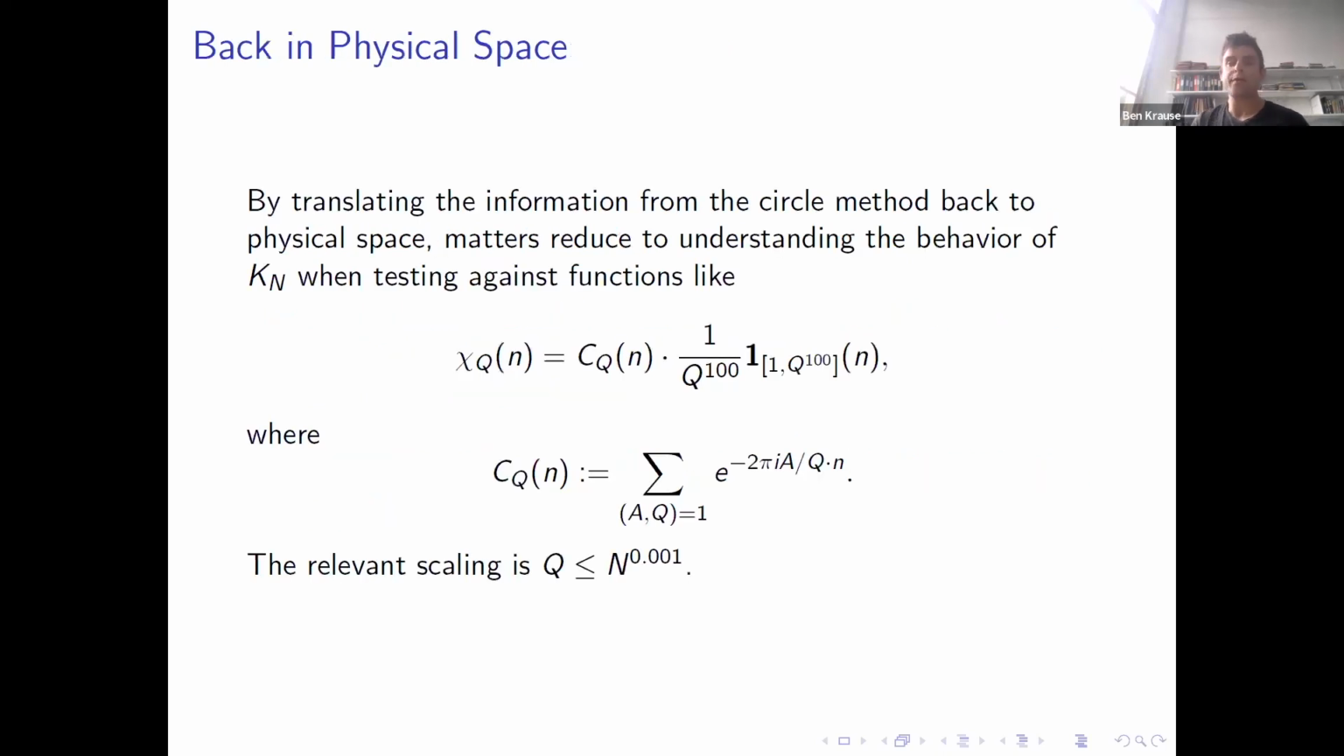And if you translate this information in Fourier space back to physical space, you end up with a very particular class of examples that you need to understand. So these chi-q-n's, I'm taking a Ramanujan sum, e to the 2 pi i a over q times n, where a over q with a less than q is coprime. And then I multiply this Ramanujan sum by some L1 normalized indicator function, where we think of q as being less than n to the 1 over 1,000. So if this Ramanujan sum weren't there, chi q would just be some type of L1 normalized average. It's not enough to test kn against these types of L1 normalized averages. But if we just introduce these Ramanujan sums, these chi-q-n's tell the whole story.